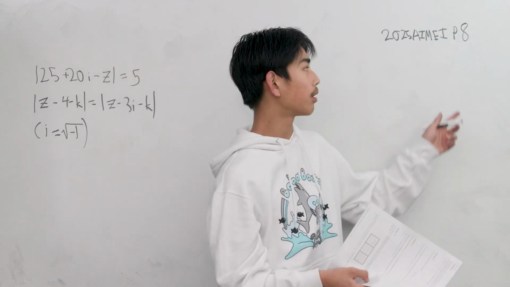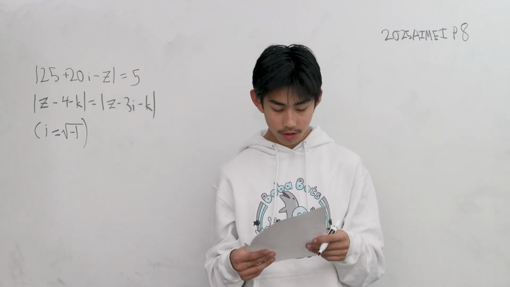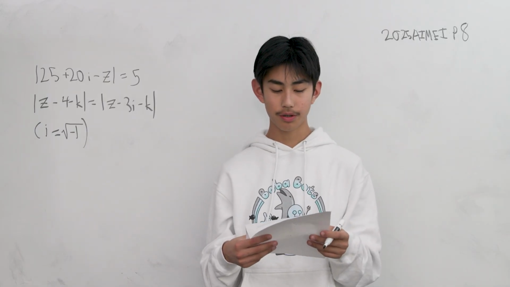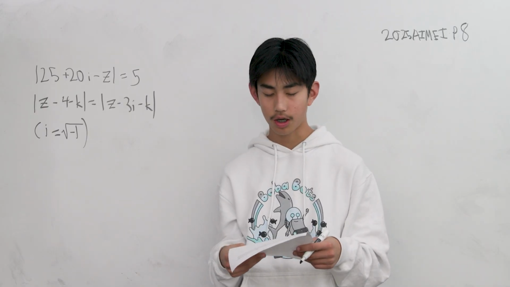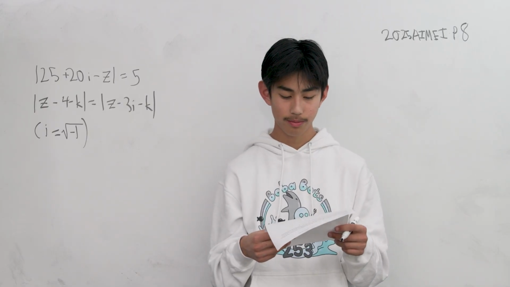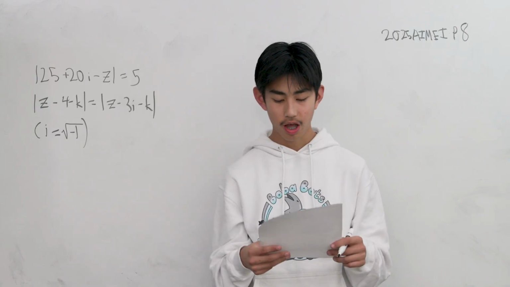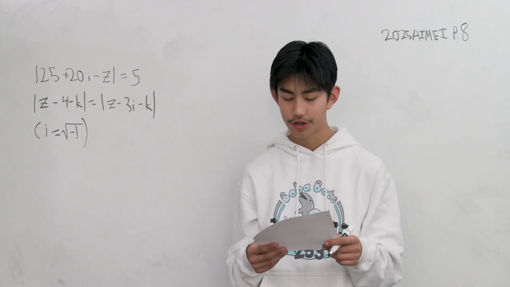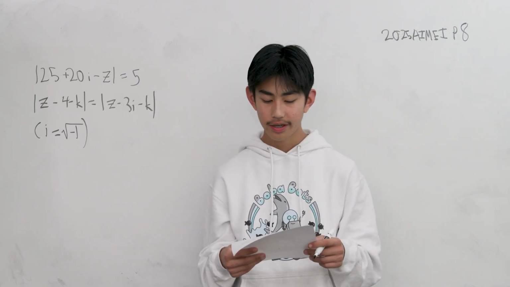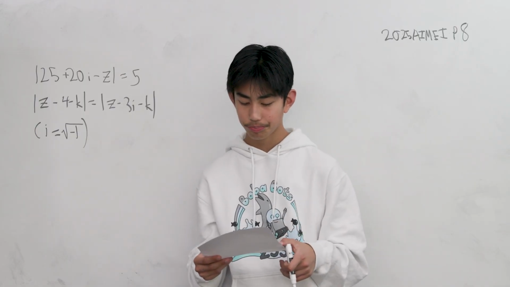We're solving problem 8 from the 2025 AIME 1. Let k be a real number such that this system has exactly one complex solution z. The sum of all possible values of k can be written as m over n, where m and n are relatively prime positive integers. Find m plus n. Here, i is equal to the square root of -1.